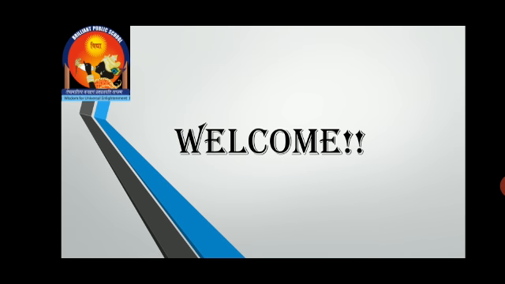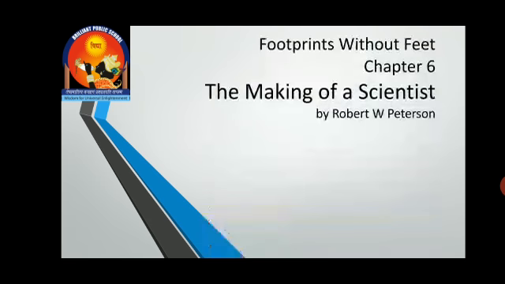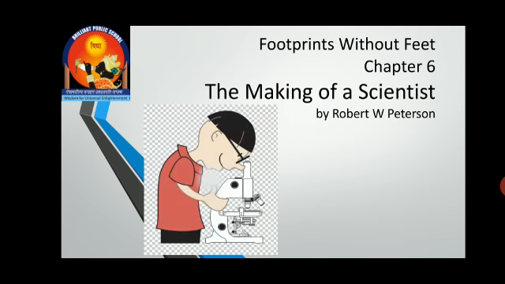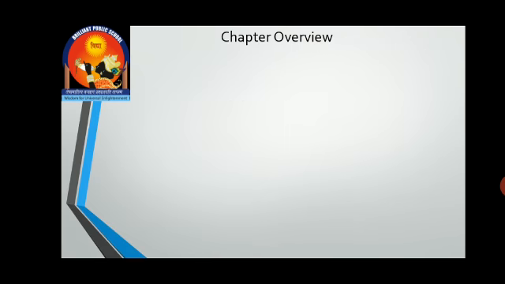So, what do we have today? Today, we are going to discuss Chapter 6, The Making of a Scientist by Robert W. Peterson from your book Footprints Without Feet. And I am your teacher, Kumarjeet Sarkar. So, let us begin. First, let us take a look at the chapter overview.